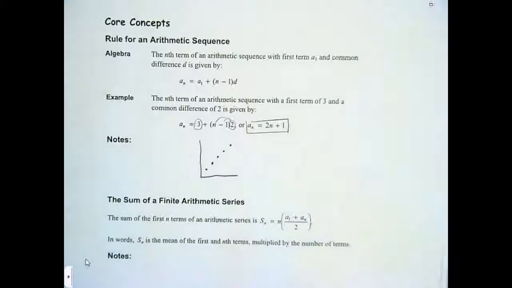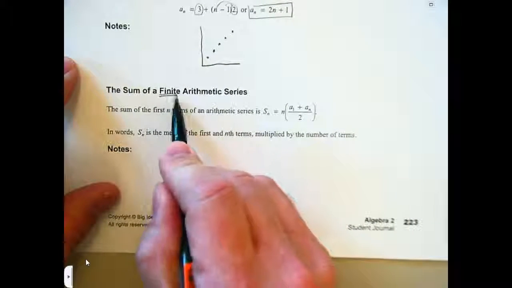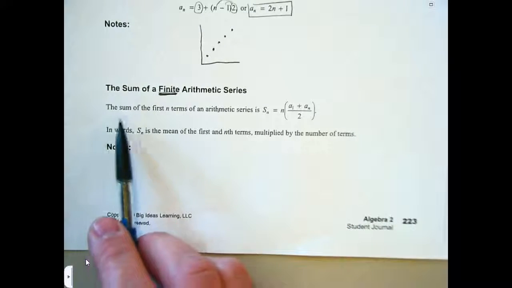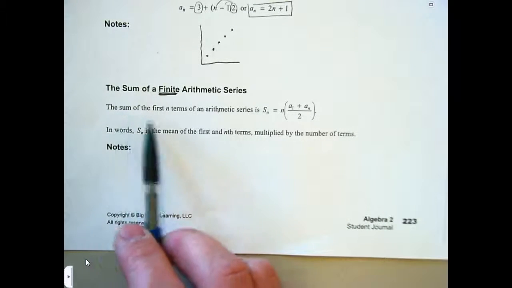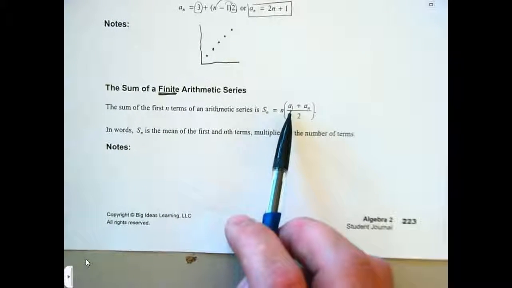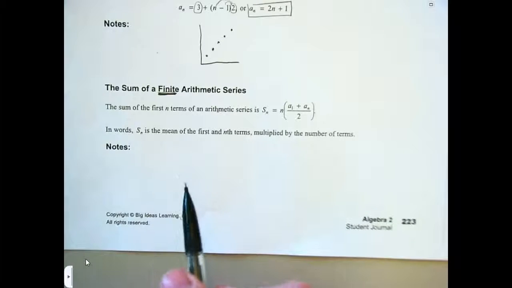Now, just like yesterday, we have some special formulas of special sequences and series. The sum of a finite series. Remind your neighbor what finite means. A finite series is a series that ends. The sum of the first n terms of an arithmetic series is equal to n times a sub 1 plus a sub n, all over 2.